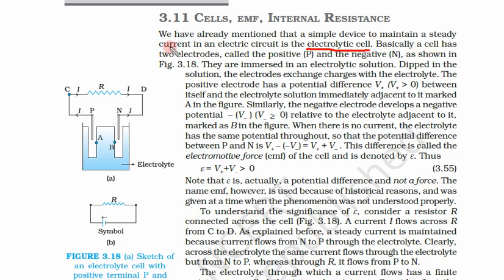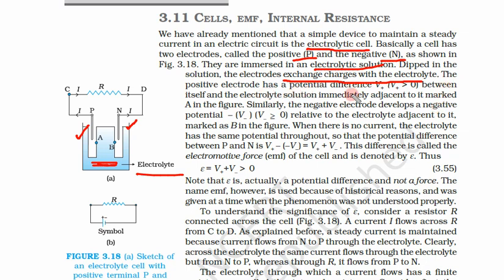Basically a cell has two electrodes, a positive one and a negative one. They are immersed in an electrolytic solution. Now what happens is that these electrodes exchange charges with the electrolyte. If we put these two electrodes in direct contact, they cannot exchange the charges. But when they are immersed in the electrolytic solution, they exchange charges with the help of this electrolytic solution.